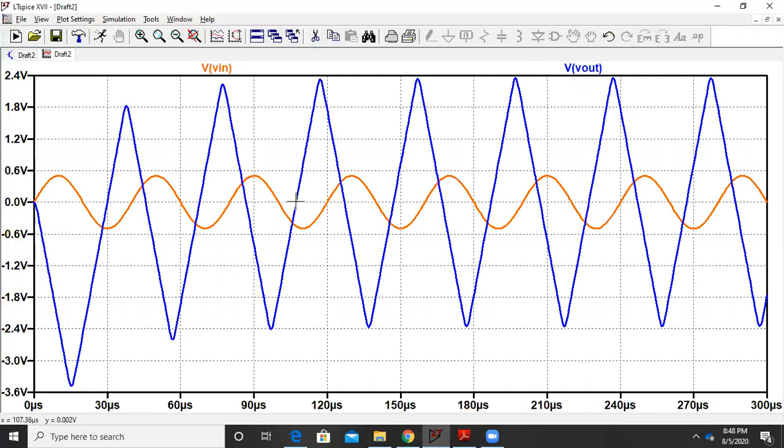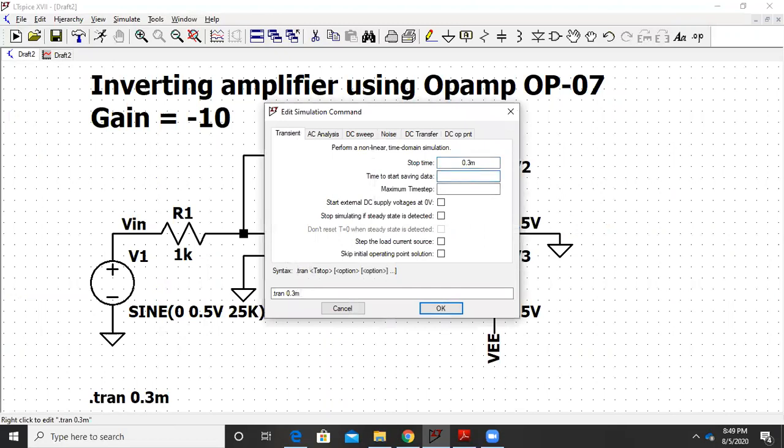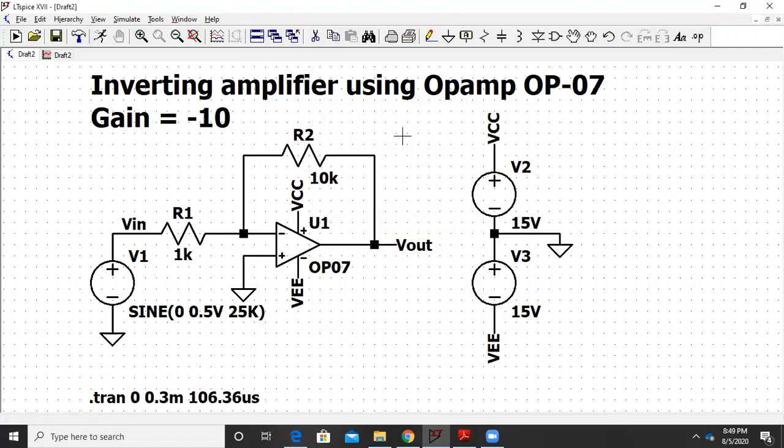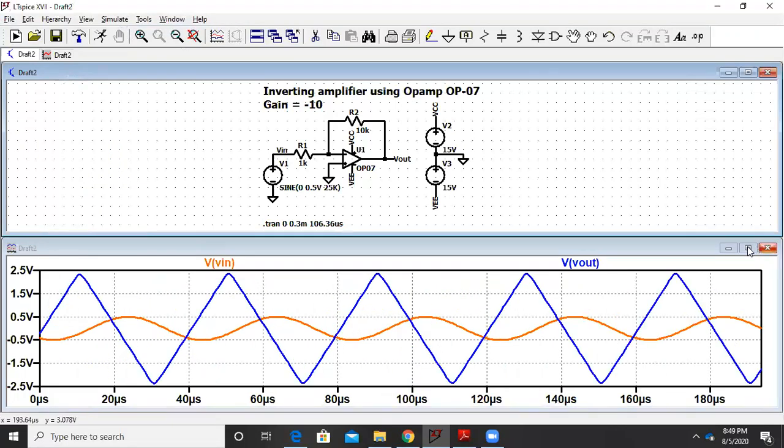So what is the value over here? Let me check. 107.36 microseconds. So let me write this over here. Start from 106.36 microseconds. Yeah, so now it is proper.